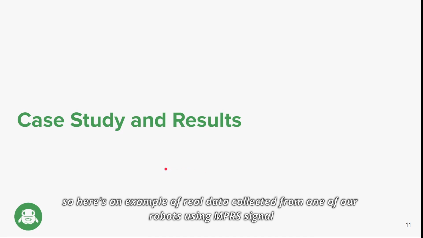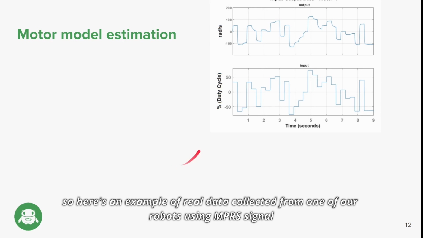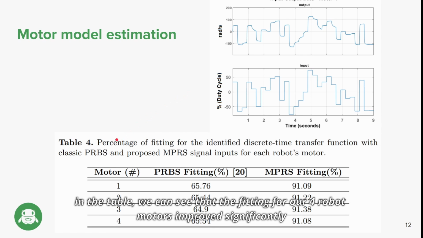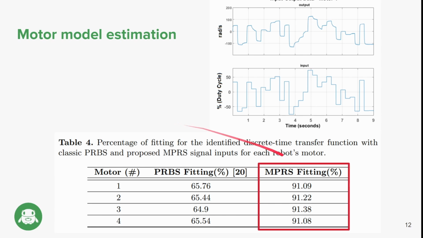So here is an example of real data collected from one of our robots using Ampere as signal. In the table, we can see that the fitting for our 4 robot motors improved significantly, considering that these data were collected in a real-world environment.